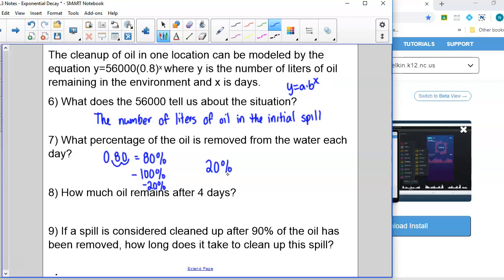All right, so 20% of the oil is removed each day. What percent of the oil remains each day? 80% is left, right? So 80 is the percent that's left, 20 is the percent that is removed. All right, so we need to know how much oil remains after 4 days. So, Emma Grace, what would we do for that? X is our time, right? X is days, so we just plug in 4 for our X.